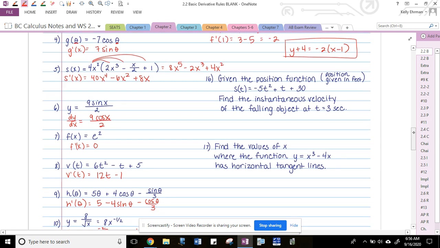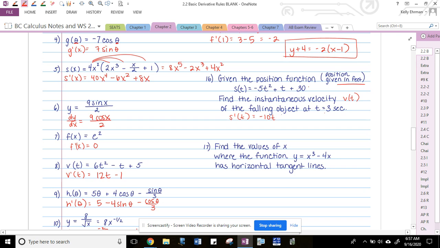Given the position function, position is in feet, find the instantaneous velocity, we'll call that v of t, of the falling object at 3 seconds. Instantaneous velocity, that's just the derivative of the position function. We're still talking about the slope of the tangent line at t equals 3. Just find the velocity, not the equation. So I just need to find s prime of t, and then I need to plug 3 into that.